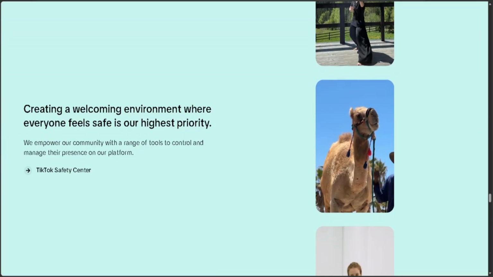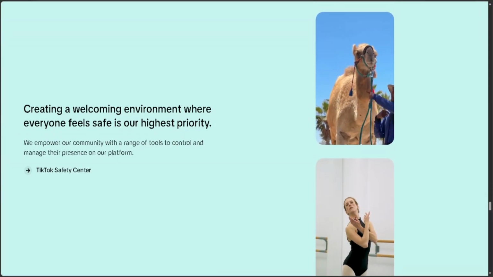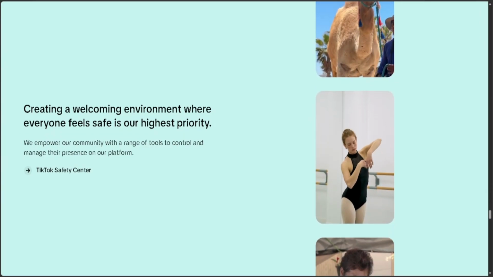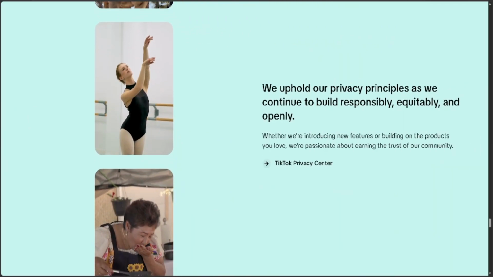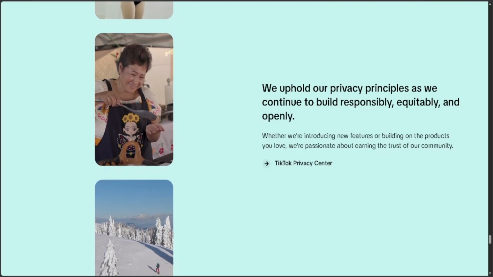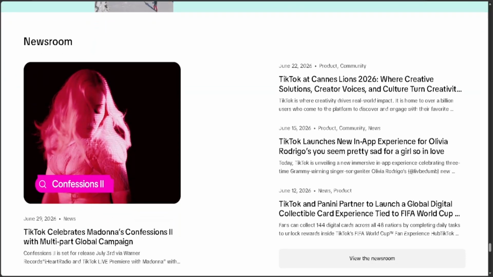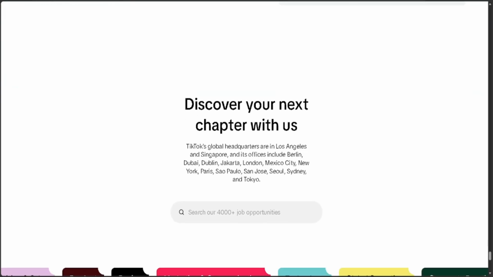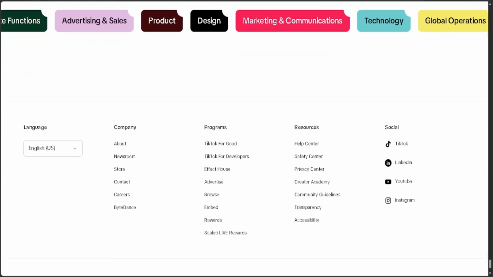The required number of coins will be deducted from your balance, and your friend will receive the virtual gift during the live. Keep in mind that you can't send TikTok coins directly to another user's balance. Instead, coins are used to purchase virtual gifts that you send during eligible live streams and other supported features.